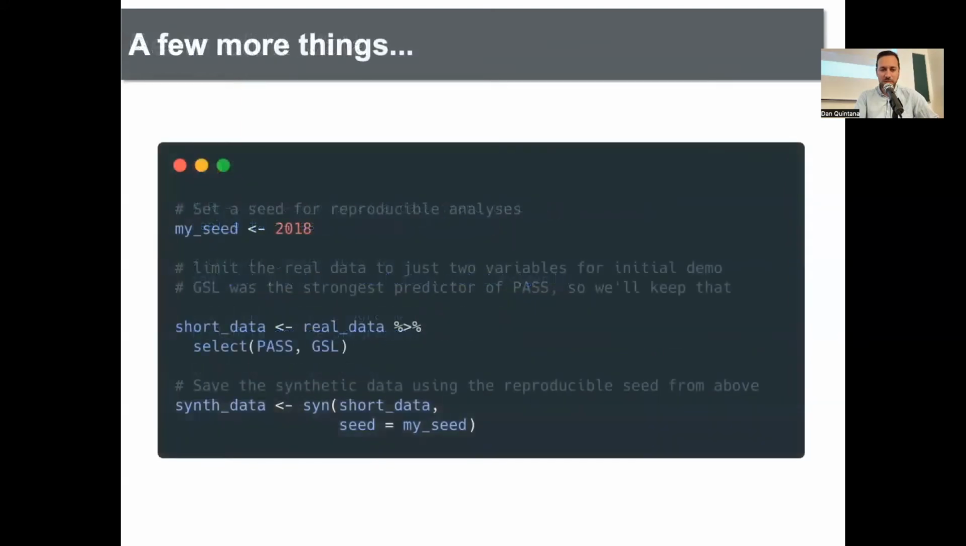Next few things we have to do in order to reproduce our synthetic data, we should set a seed. So we're setting a seed here, 2018. And for this first demonstration, we're just using two variables. Of course, with synthetic data, you can in principle use hundreds of different variables, but the processing will take a lot of time. For this demonstration, we're just using two variables. For the initial demo, we're going to be looking at GSL because this was the strongest predictor in the linear model that we just fit.